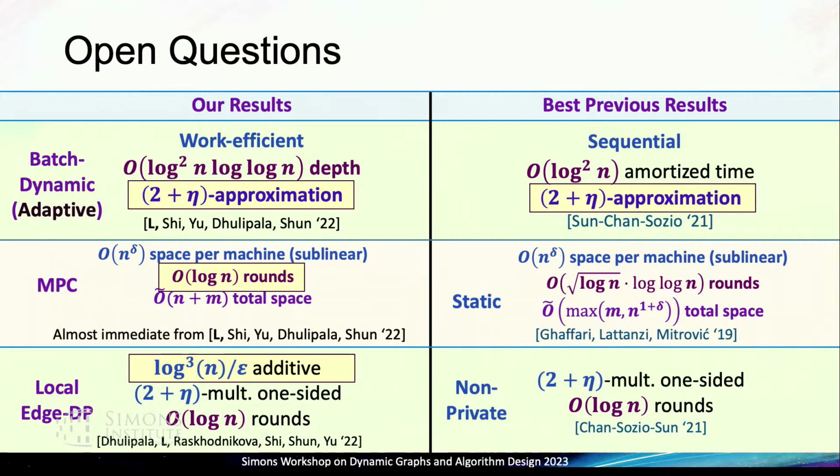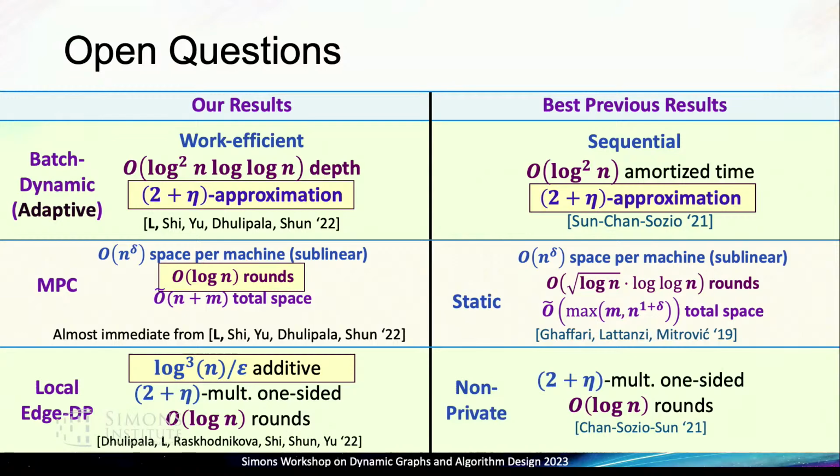And in terms of open questions, we maybe can get better approximation factors for the batch dynamic results. So this is a 2 plus eta two-sided error, so 4 plus eta one-sided error. Probably decrease that approximation while maintaining the depth and amortized time.